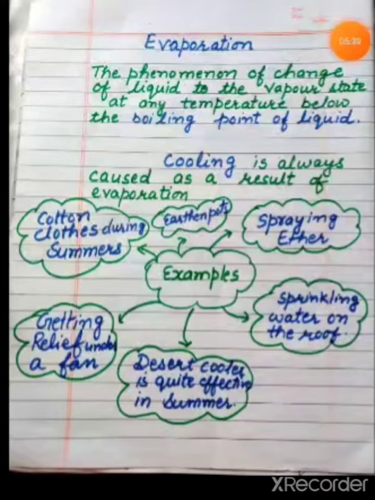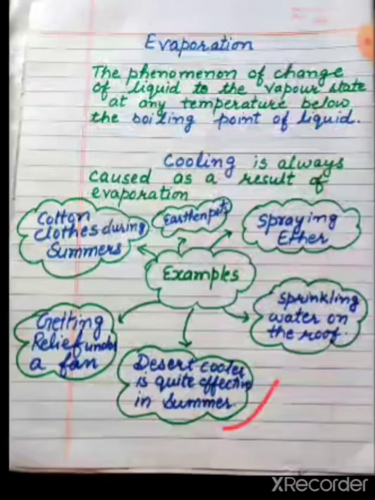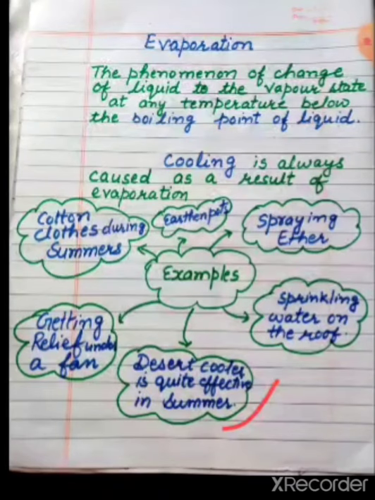Fifth example is desert cooler is quite effective in summers. In fact, hot and dry air passes through the wet pads of wood shavings. Water present evaporates and in the process the temperature inside the cooler gets lowered. That's why the air escaping from it is very cool and the fan inside the desert cooler further speeds up the process of evaporation of water.